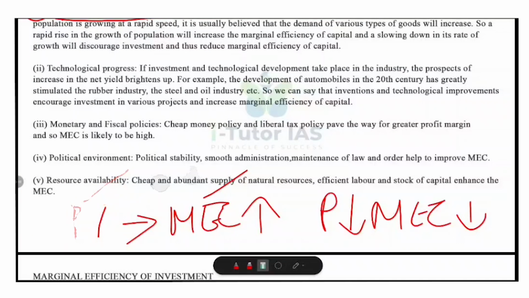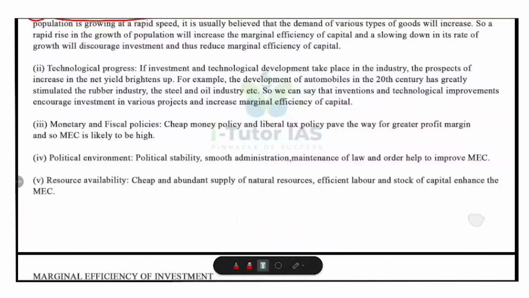What is the next factor that affects MEC? The next factor is technological progress. Inventions and innovations improve productivity and create new industries, and this increases the expected profit from investment and that leads to MEC rise. For example, the invention of smartphones created many opportunities for many industries like chip, battery and app industries, and it will boost MEC. Let's read it here.